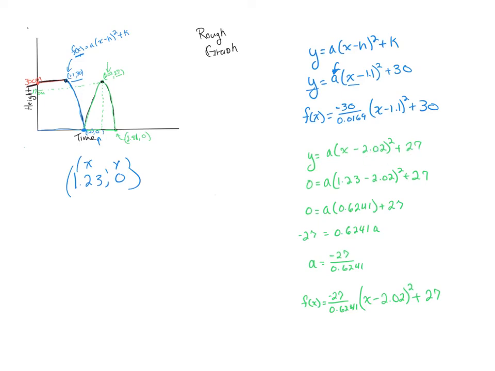Then I used one of the coordinates that I had, 1.23, 0, and I plugged it in. So here's my 0 value for y and my 1.23 for x. After that, I simplified this, and I got 41. Brought the 27 over to the other side, divided both sides by this number here, and I got my A value. Once I got my A value, I plugged it back into the formula, and I was done.